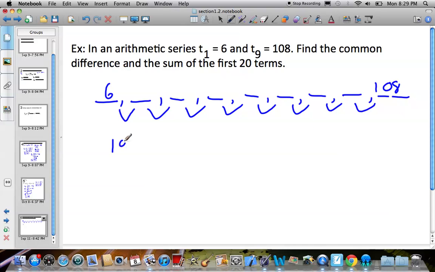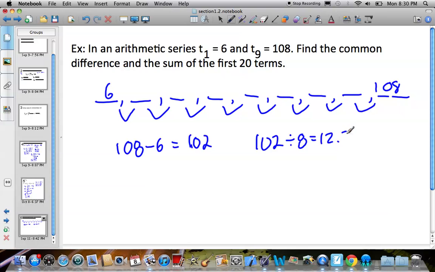So 108, I keep wanting to write 180. 108 subtract 6 is of course 102. And I did it again. 102. This video is a mock, by the way. 102. And that 102 is spread out 8 times throughout here. So 102 divided by 8 is exactly 12.75. So that's my common difference.